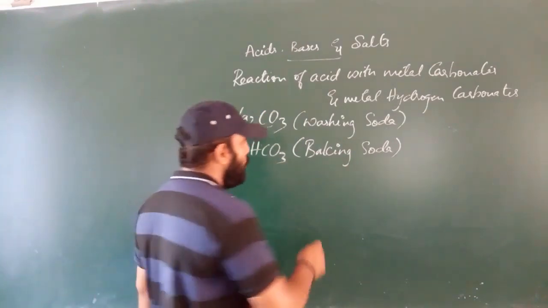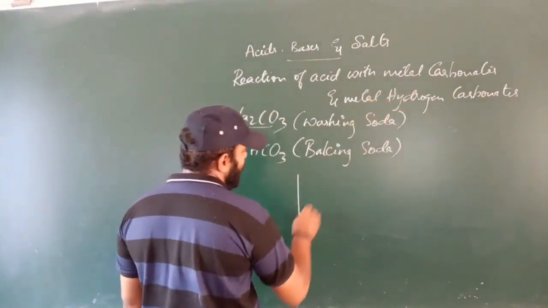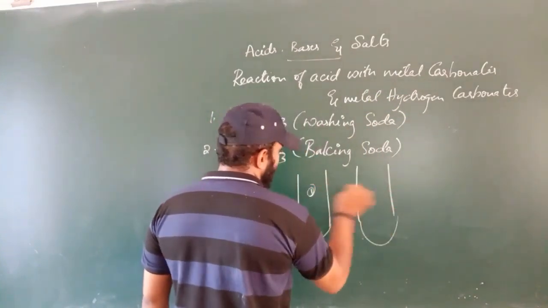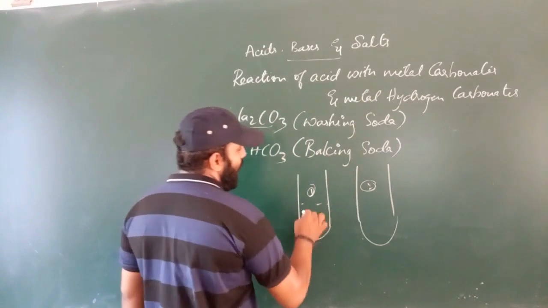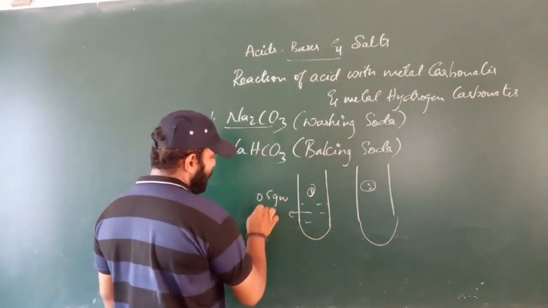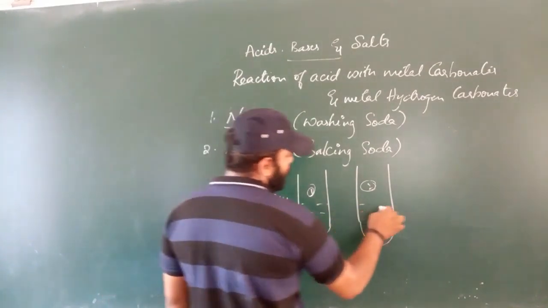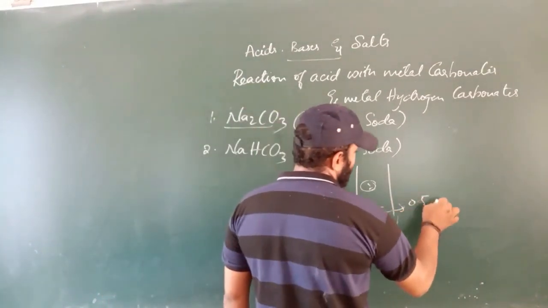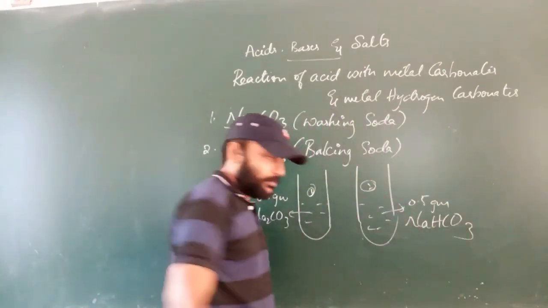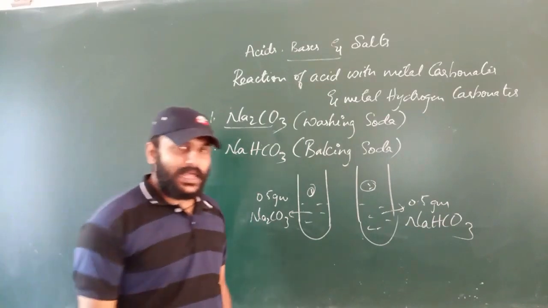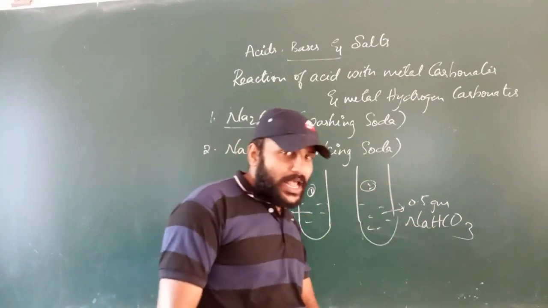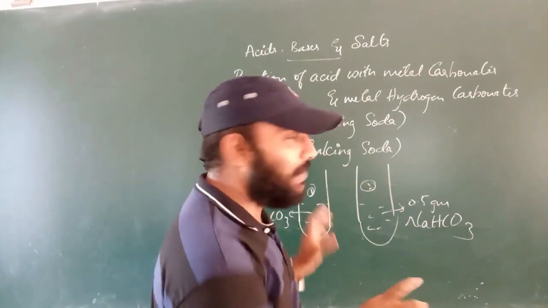So here what I will do? Since it is two chemicals we are taking, we will take two test tubes, test tube 1 and test tube 2. Into it we will add 0.5 grams of sodium carbonate, Na2CO3. Here also I will take 0.5 grams of sodium bicarbonate, NaHCO3. Okay, we have taken two test tubes. In one test tube I have taken 0.5 grams of sodium carbonate. In the second test tube I have taken 0.5 grams of sodium bicarbonate.